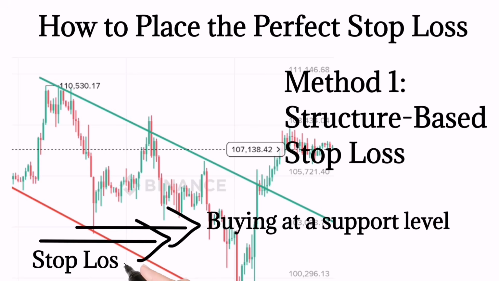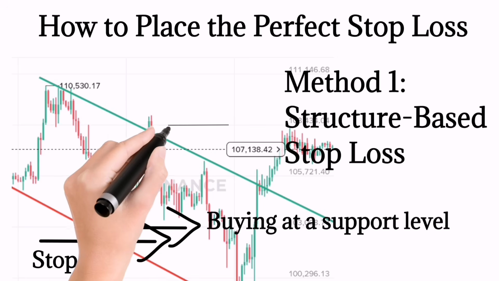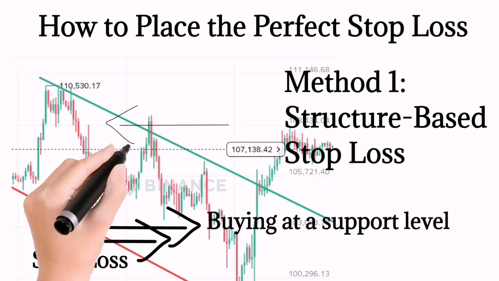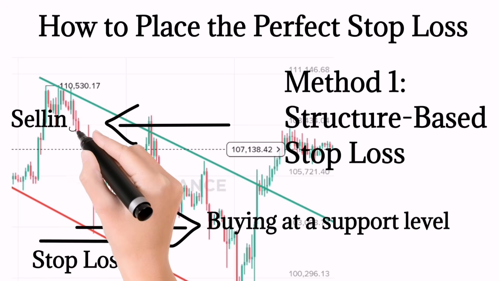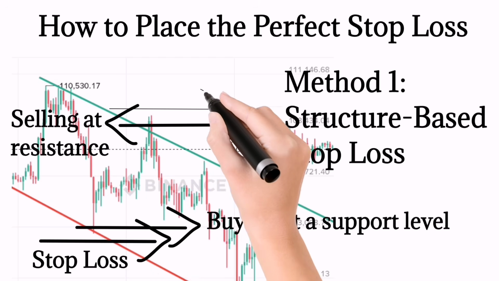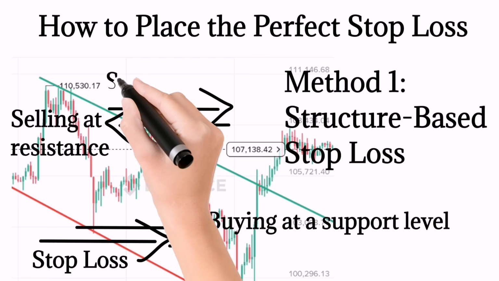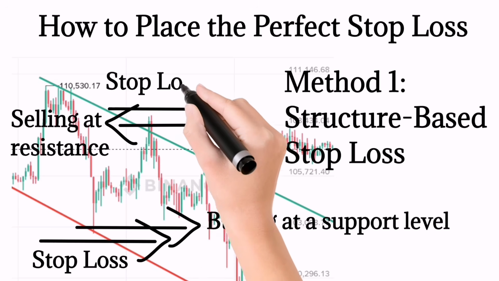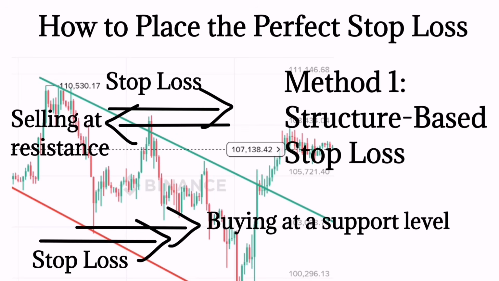Here's how it works. If you're buying at a support level, place your stop loss just below the recent swing low. If you're selling at resistance, place the stop just above the recent swing high. Why? Because your trade idea becomes invalid only when that level breaks. Until then, the setup is still valid, even if price moves sideways for a while. This method adapts to the market.